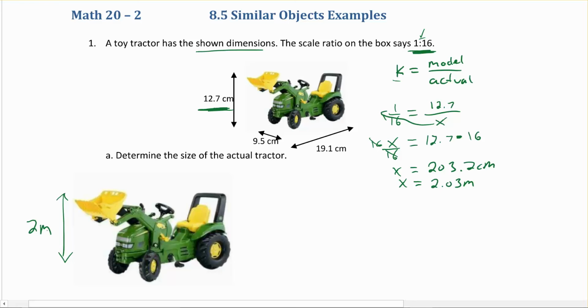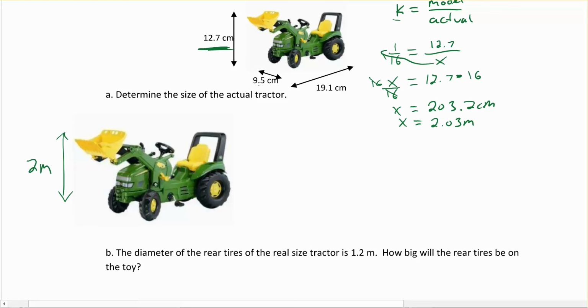Then you just need to go ahead and do the other two. Do the same for the width and the length of the tractor. That's going to give you that one and that one. The processes are exactly the same, so I'll let you go ahead and do that.